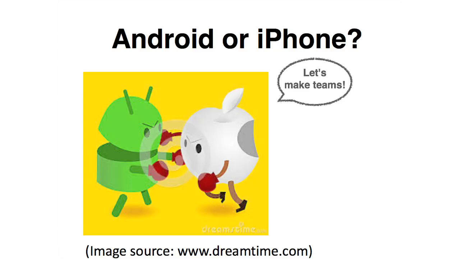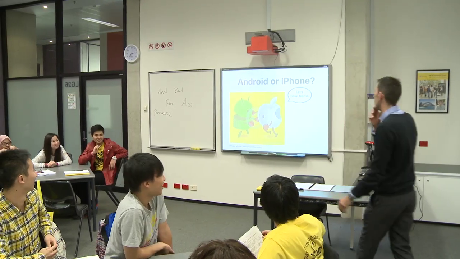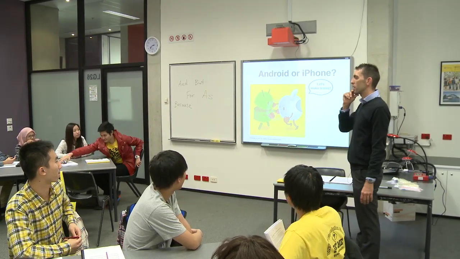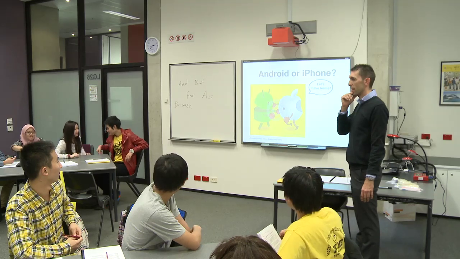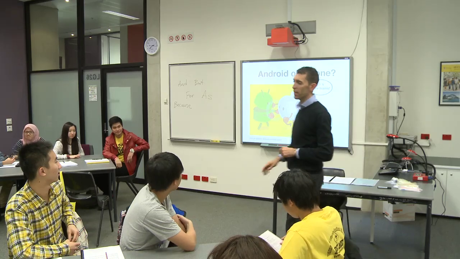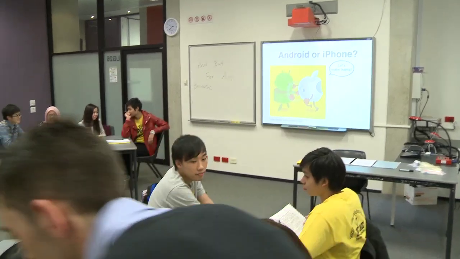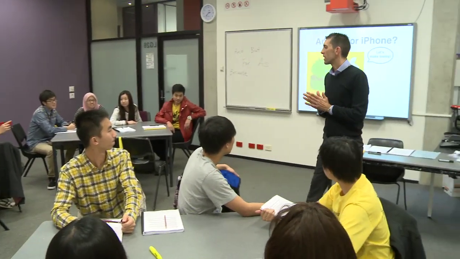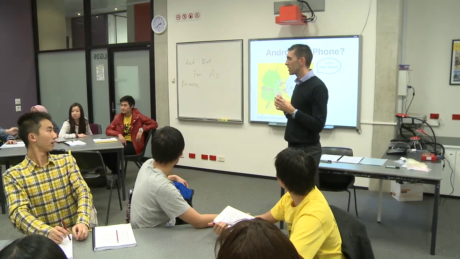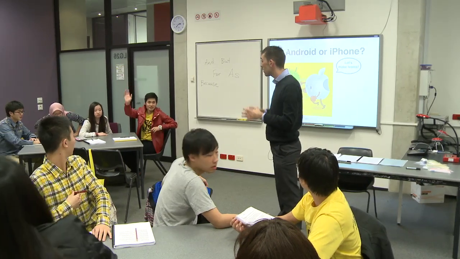Android or iPhone? iPhone. I think we need to make some teams for this. All right. Okay. So all I'm going to do is I'm going to give you a number. I want you to remember your number. Lee can be number 1, 2, 3, 4, 5. So let's make some teams. I want number 1 to get together. Number 2, get together. 3, please get together. 4 and 5, get together. Get together with the same number.